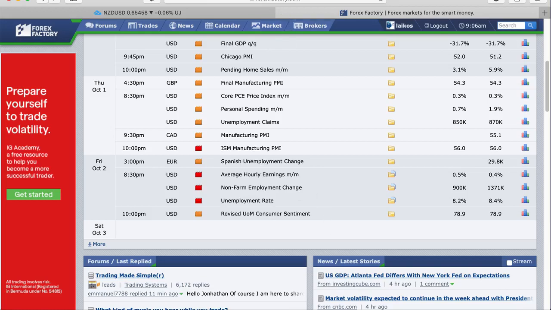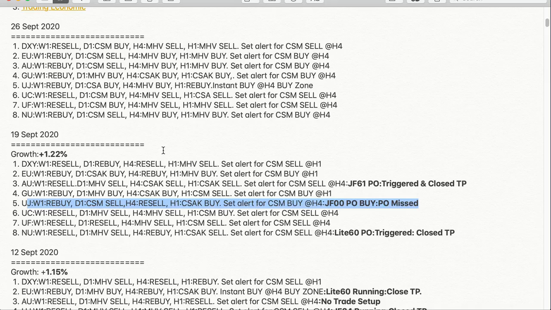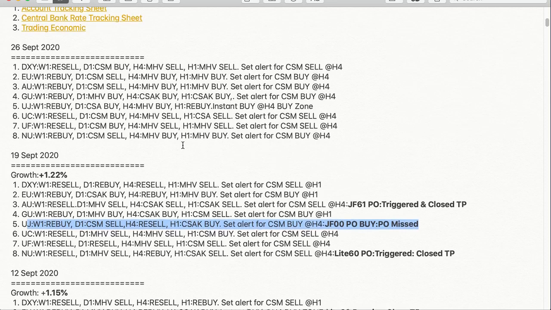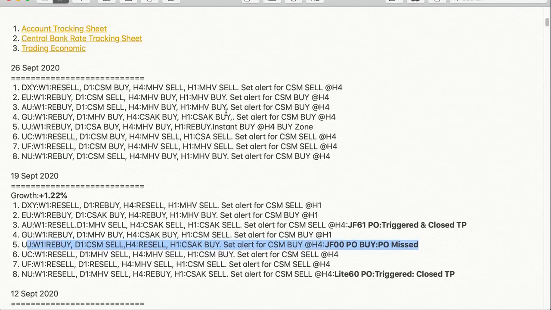Okay guys, so for recap, coming week 28th September to 2nd October, we still have 7 major pairs to trade. EU we're going to buy, AU we're going to buy, GU we're going to buy, UJ we're going to buy. This is a little bit weird, but it's okay. UCAD we're going to sell, UCHF we're going to sell, and NZD USD we're going to buy.